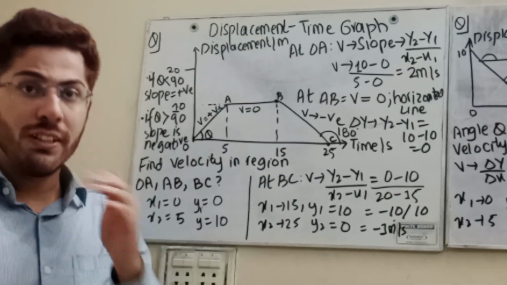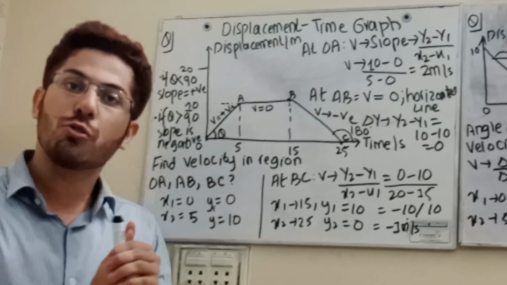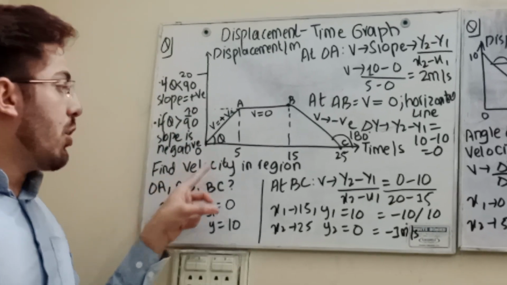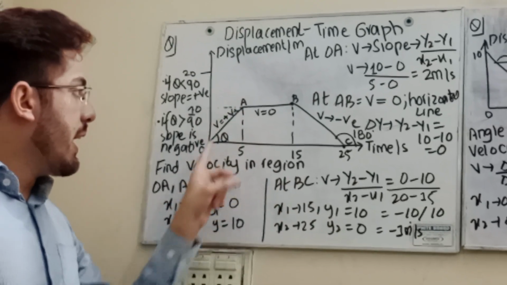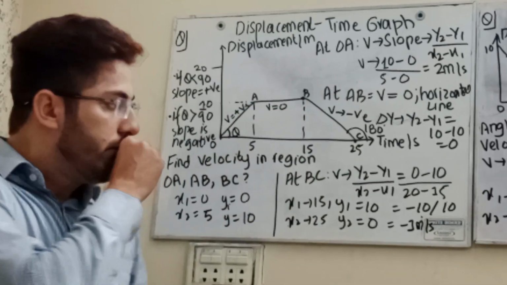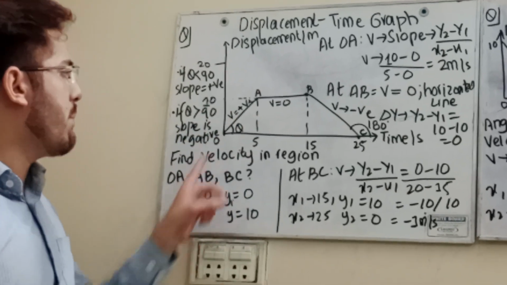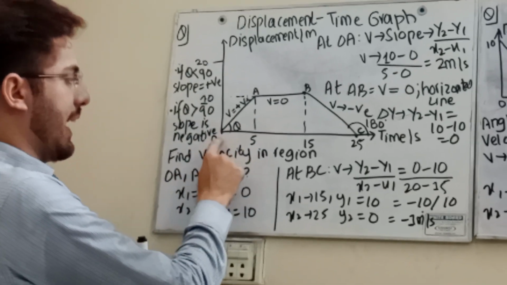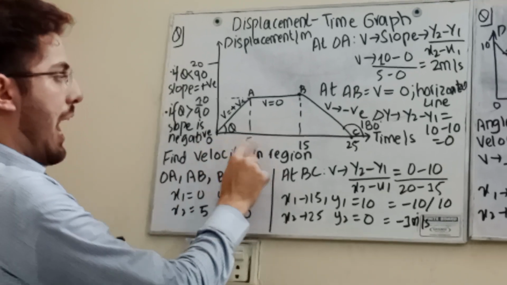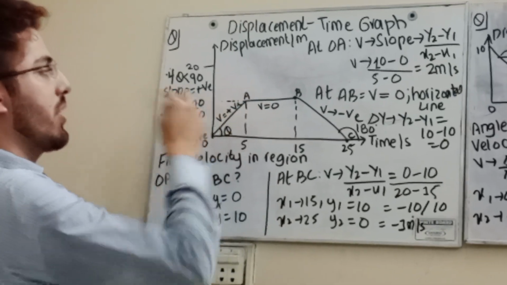Displacement time graph. This is another example we are going to solve. Let's see. You have been asked to find the velocity in the regions OA, AB, and BC. How are we going to calculate, student? Always remember, we are going to look at x1 and y1. I have written x1, y1 as 0, and x2 and y2 is basically 10.